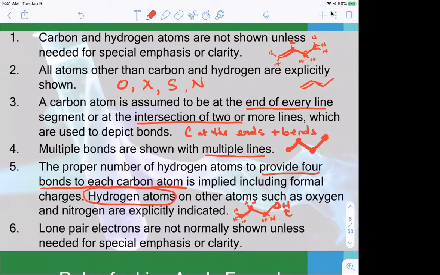Now, here it says lone pair electrons are not normally shown unless needed for special emphasis or clarity. I like you to show your lone pair. So again, if I had this oxygen, I could put my lone pair on that oxygen, and that sort of shows how the octet is filled around that atom. In the book, they're not going to show them unless we need them, but lone pairs are going to be so important as we go forward that I really want you to get into the habit of actually doing that.